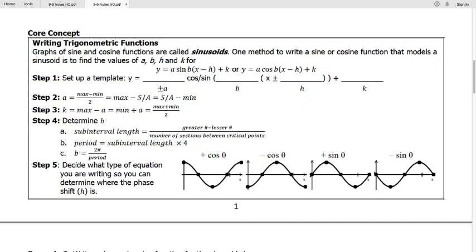We know sine and cosine are the same curve. One is just a phase shift of the other. So we're going to represent the curve with both sine and cosine equations. So that's step 1. You're just going to set up a template, and then we'll fill in the blanks as we go through the rest.